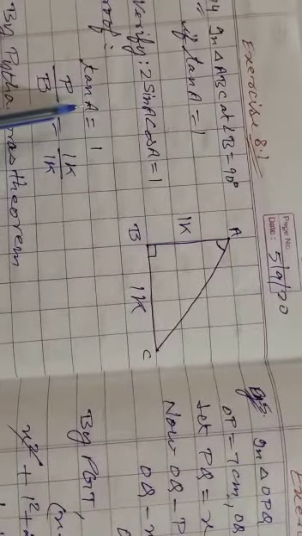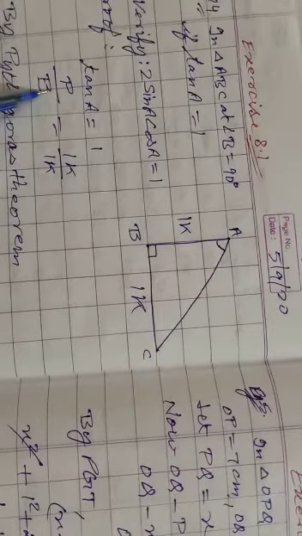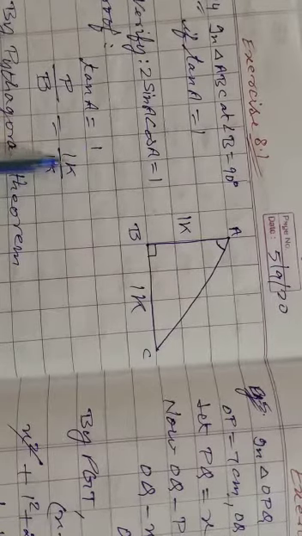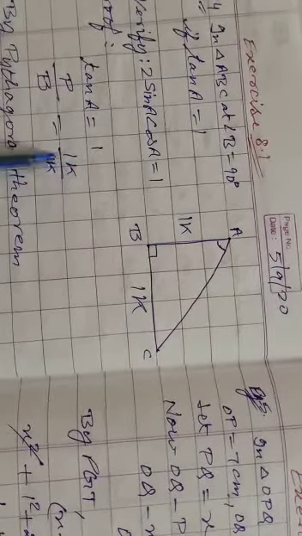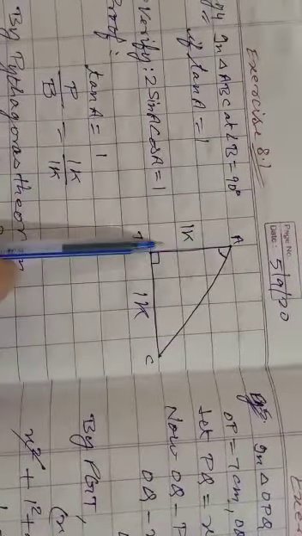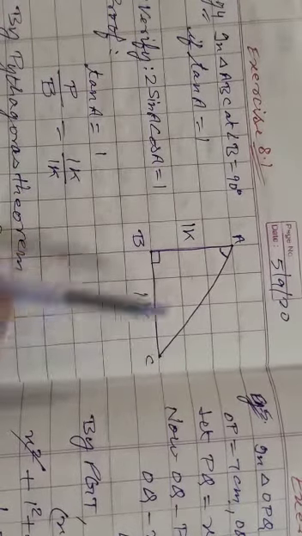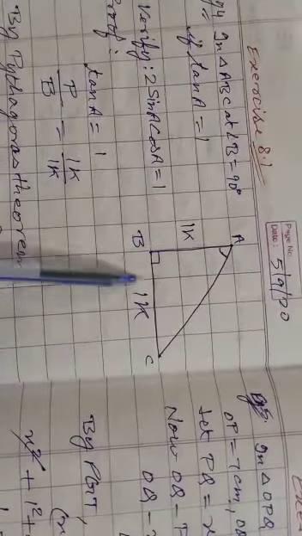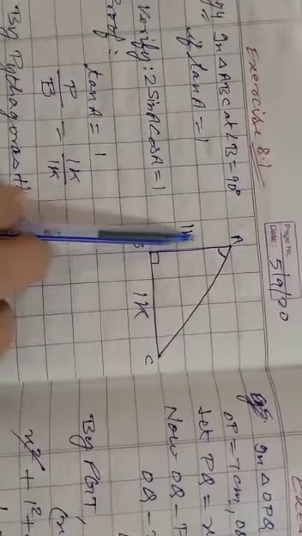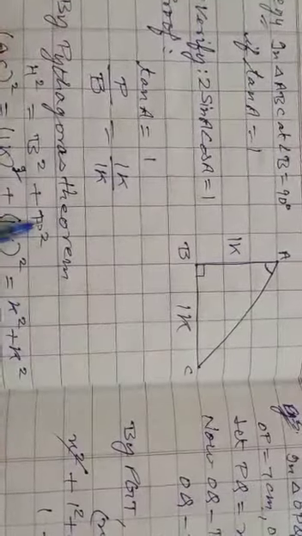Tan A can be written perpendicular upon base. 1 can be written 1k upon 1k. So perpendicular is 1k, also base is 1k. Sorry, this is your perpendicular because base angle is A. This is your perpendicular, this is your base. Perpendicular 1k, base 1k. By Pythagoras theorem, hypotenuse square is equal to base square plus perpendicular square.